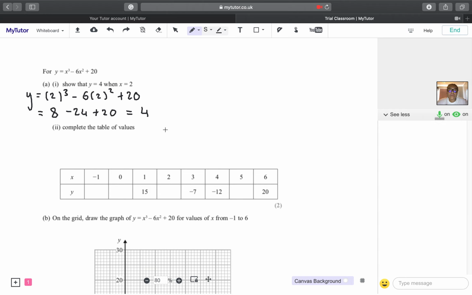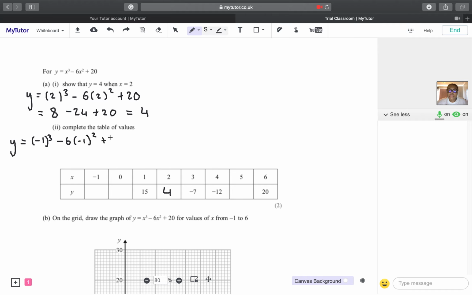So then the next part of the question is to complete the table of values. Now they've already completed when x equals 1, 3, 4 and 6. So we just need to complete the other 4. Now we've already done when x equals 2 in the first part of the question. We know that's 4, so we don't need to repeat that one. So let's start with x equals minus 1 then. So let's substitute x as minus 1.